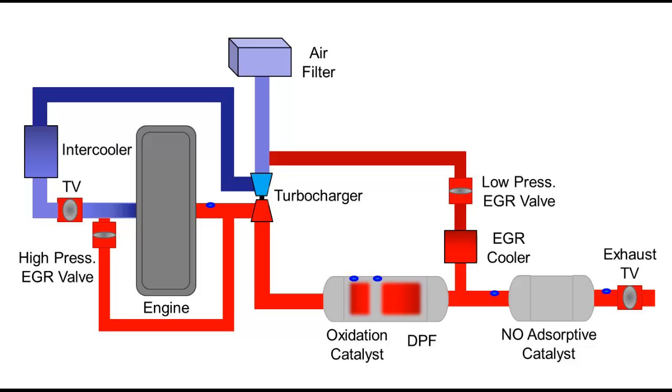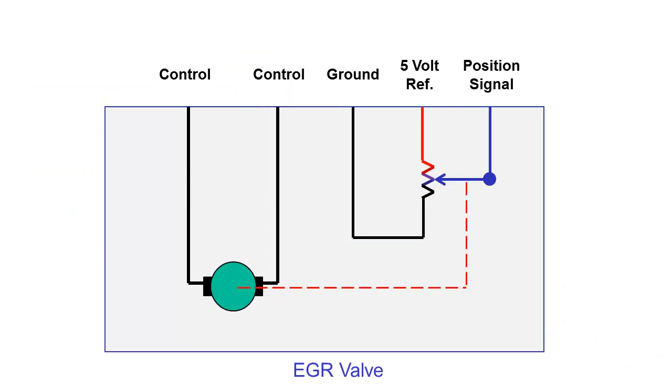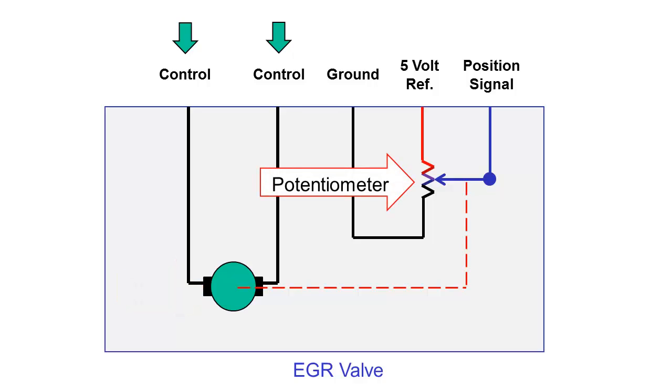The high pressure and the low pressure EGR valves are controlled by the engine control module. Each incorporates an electric motor and a potentiometer that provides a position feedback signal to the engine control module. The powertrain control module drives the integral motor. An integral potentiometer provides a feedback signal.